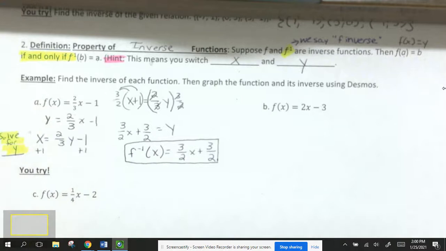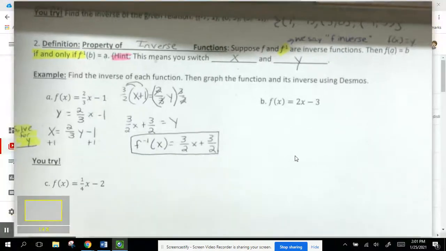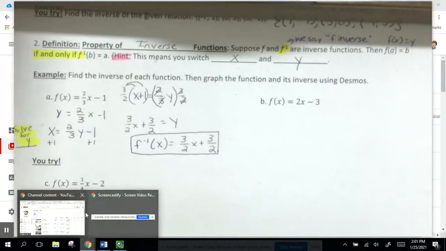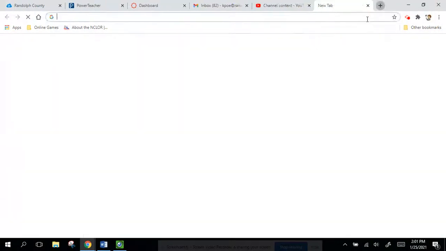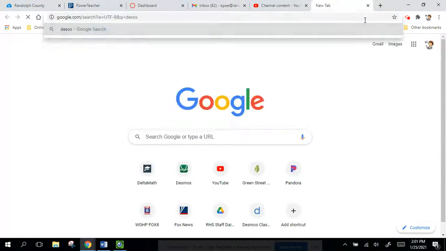Okay? Now, if we wanted to graph those and see what they look like, now, I'm not going to make you draw those on the paper, but let's go and let's graph those on Desmos and see what they look like, okay? So let's go to Desmos.